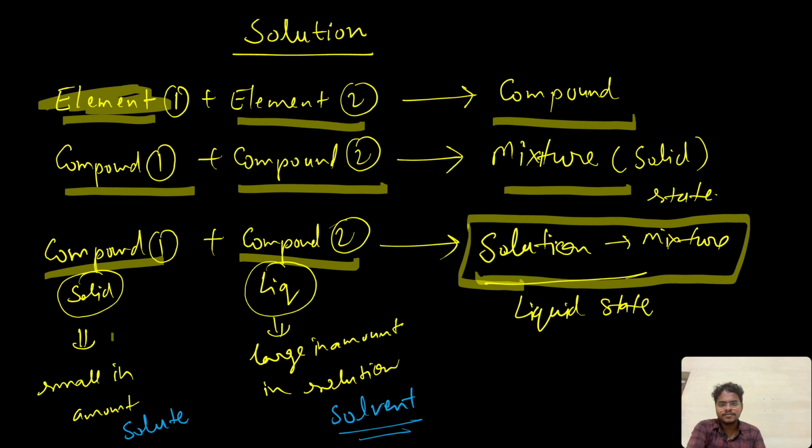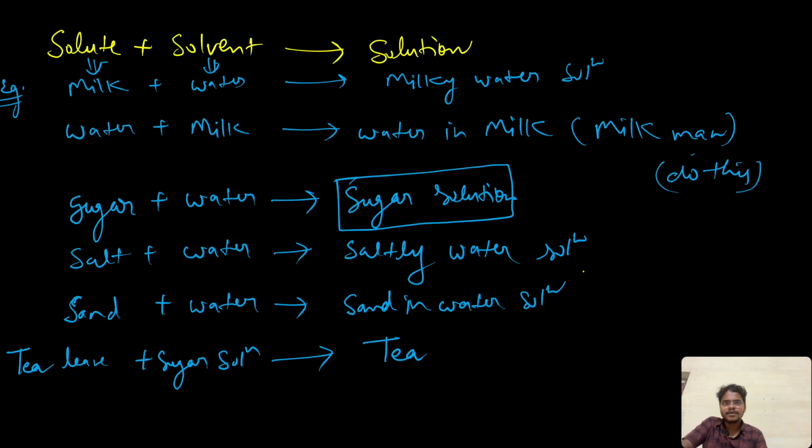In a solution, one compound is less in amount and another compound is large in amount. The compound which is less in amount we call solute, and the compound which is large in amount is called solvent. We mix solute in a solvent and we get the solution. For example, we mix milk in water, we get milky water solution.